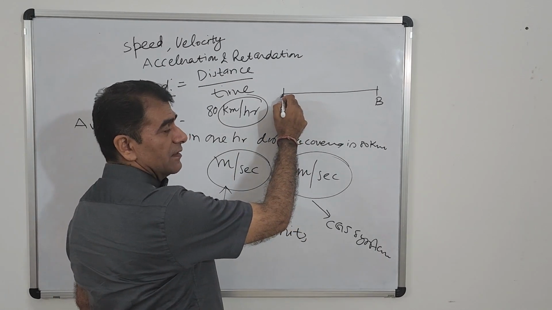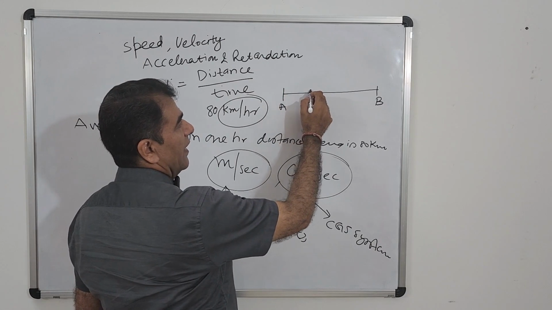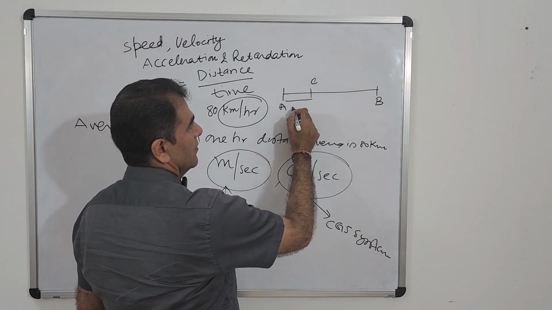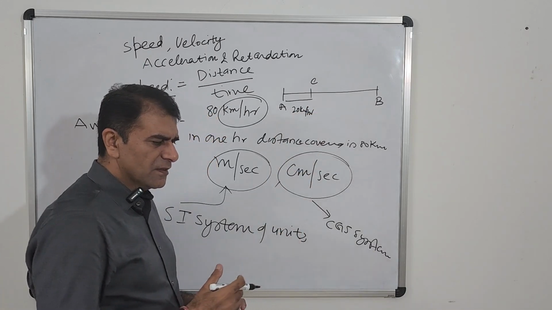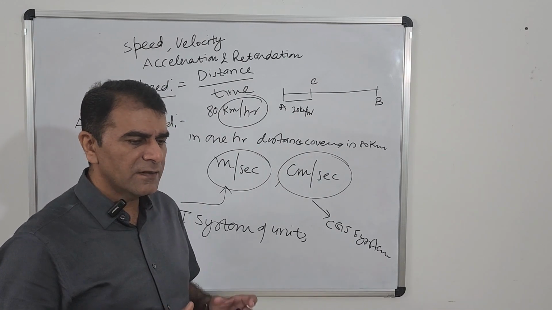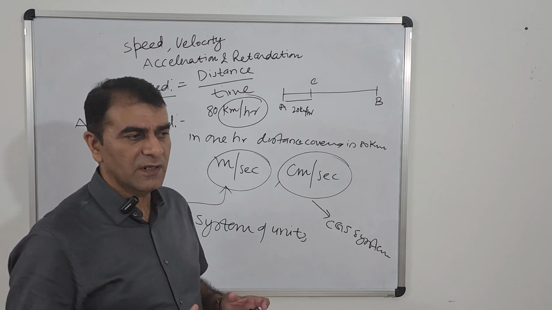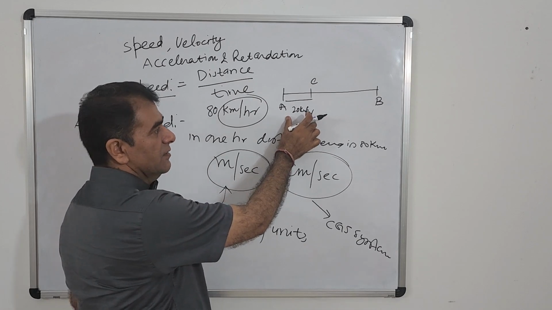When he starts his journey, his speed up to point C is 20 kilometer per hour. Why? Because there was traffic when he was going through the normal Indian streets. Naturally, there is traffic in the morning. So it's 20 kilometer per hour for a very short distance.